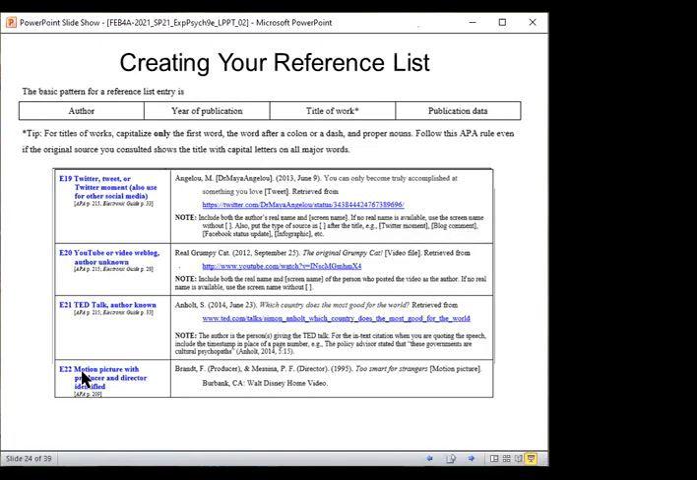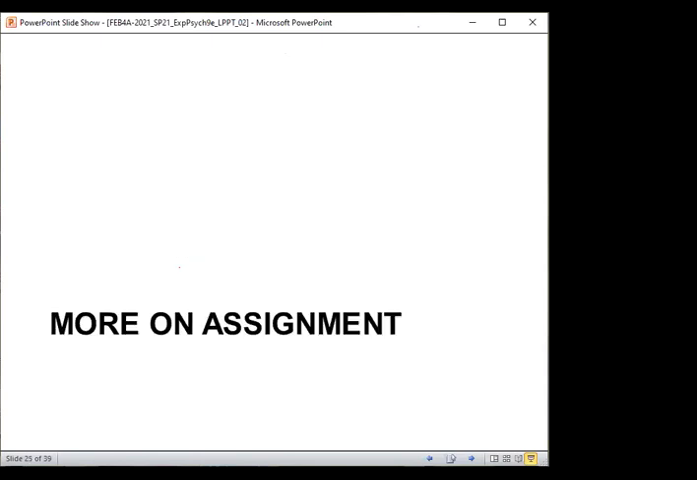And here, the last one there is the motion picture with producer and director. So for any motion picture, and I think maybe one student did something like that, they would have to put producer, director, year, this here, and that type of information. So what this is all doing is just providing us with enough information to be able to know the source, where it came from, to be able to access it ourselves. All right, moving on. Last few things on more on the assignment.